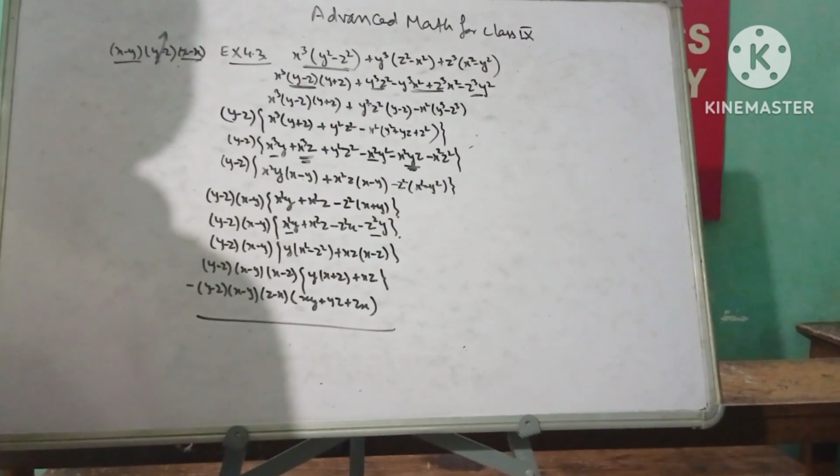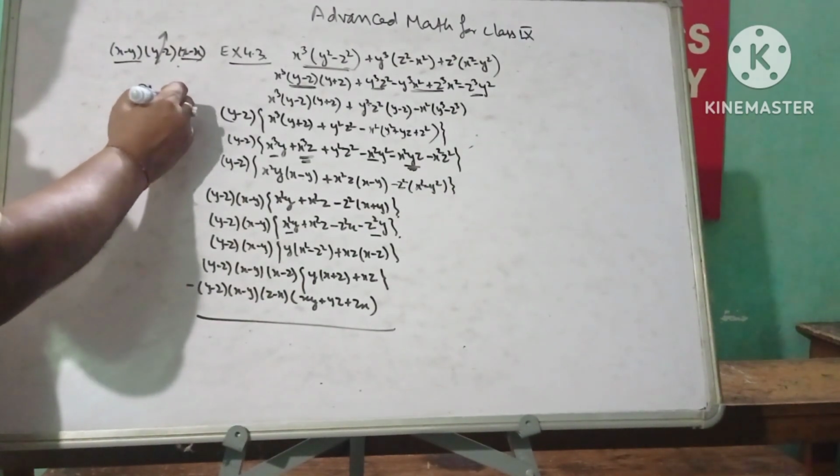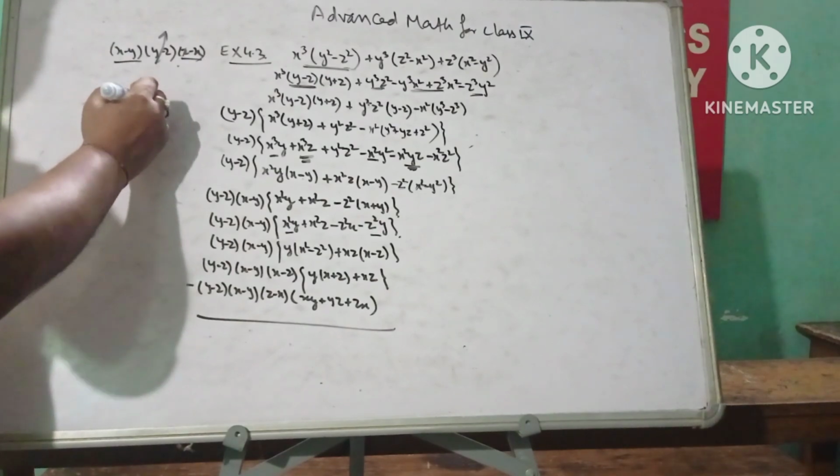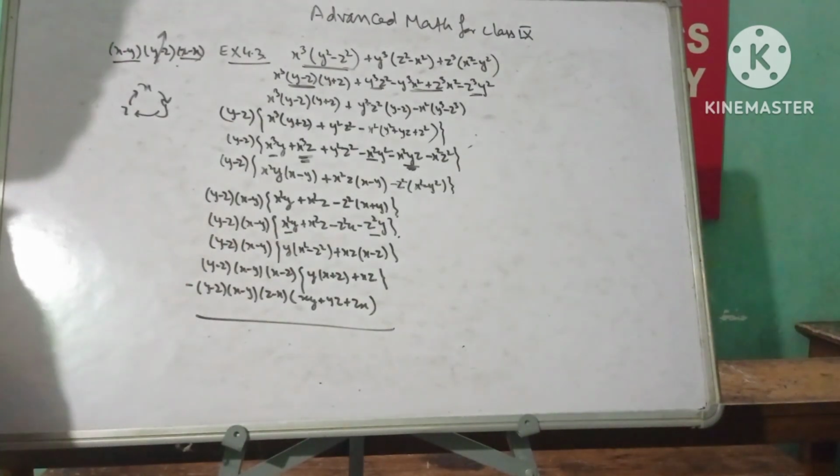Means we try to keep the cycle like this: x, y, z, x minus y, y minus z, z minus x. We try to keep the cycle like this. So this is your answer.